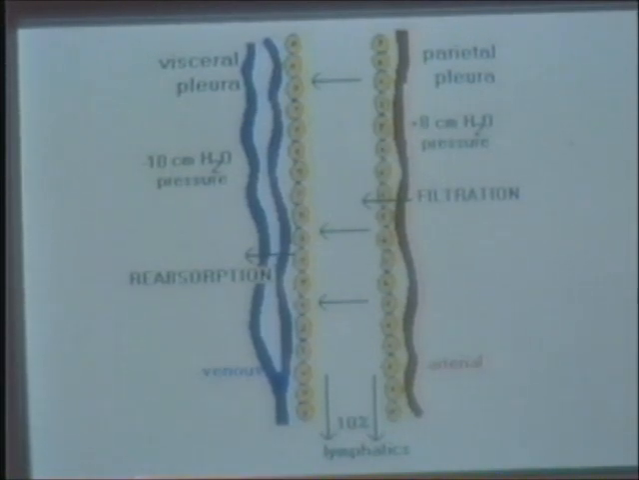Fluid is constantly filtered through the parietal pleura and reabsorbed through the visceral pleura. This constant filtration and reabsorption is a function of differences in pressure on either side of the membranes and the integrity of the membrane itself. Disorders which disrupt this balance of filtration and reabsorption are listed in your manual.